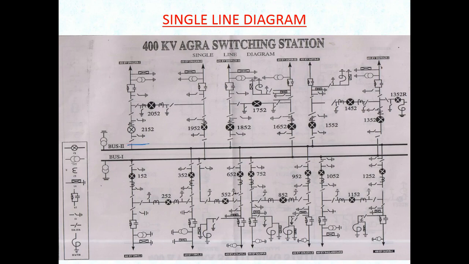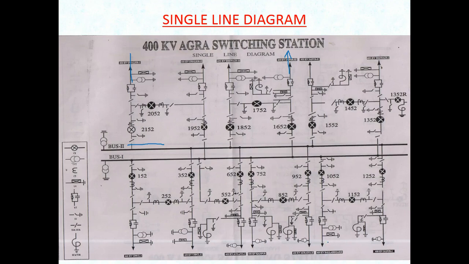This is bus 1, bus 2. Bus 2 is connected to different areas. This is one of the feeders going to another area. This is another area feeder. It is a 400 kV substation in India. You can see this is another feeder, single line diagram only.